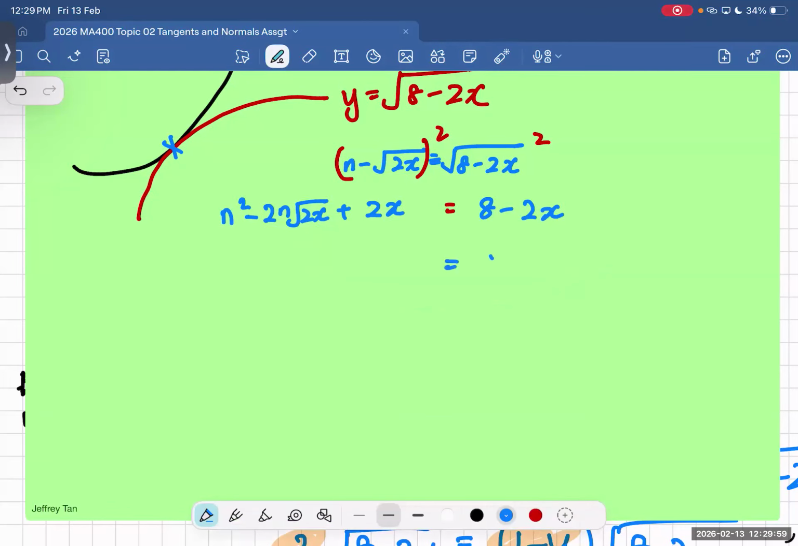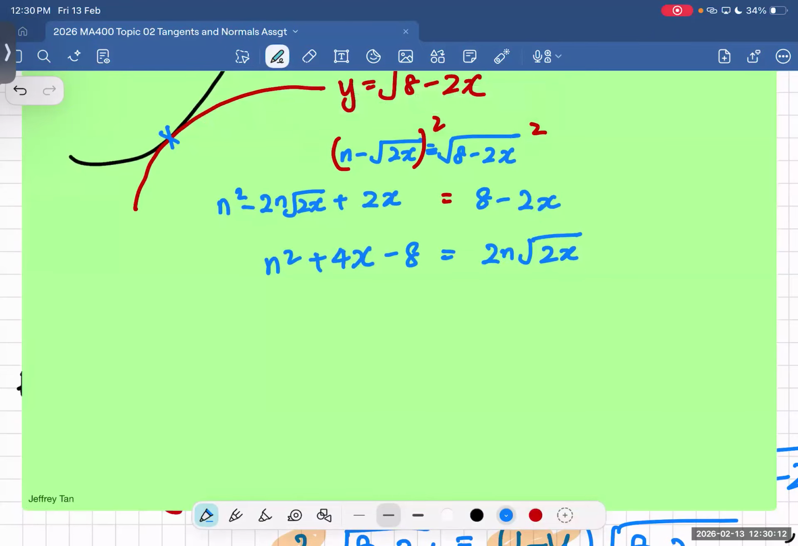Very good. I move the 2n square root 2x to the right. I move x to the left. n squared. What do I do? Square again. Okay. Square again, so I square one more time.